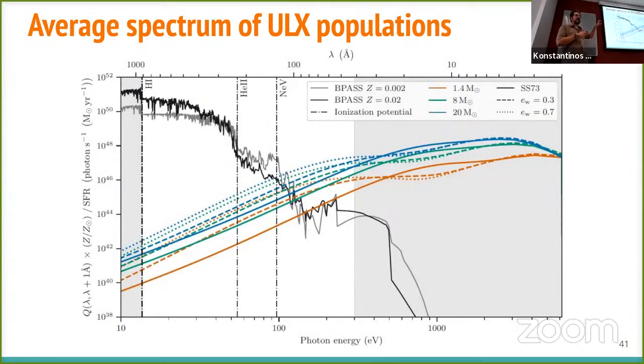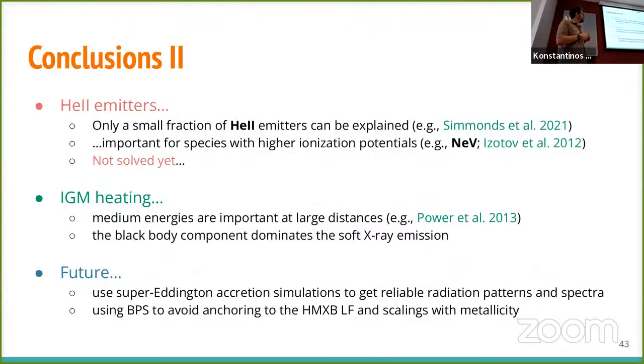We also computed the spectra, and we can give them to other studies and try to scale them with metallicity, so people can take this and put it in cosmological simulations and try to find the properties of IGM heating, for example.